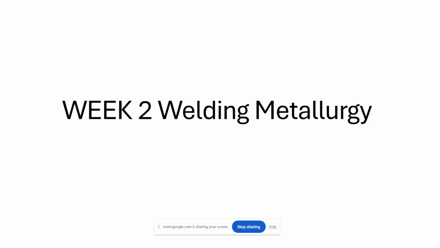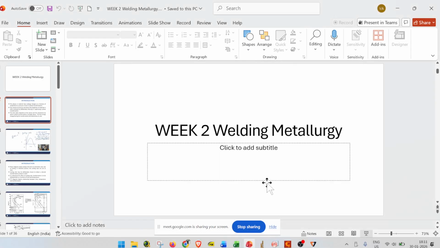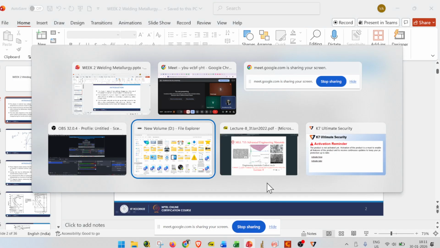Okay, I think we can start now. So this week is all about phase diagrams and how the phase changes with varying temperature. A phase in a material may undergo change as a function of temperature or pressure, known as phase transformation. So it is converting from one phase to another phase. In the previous class, we have seen the different ways phase transformation occurs. I will just recap them.